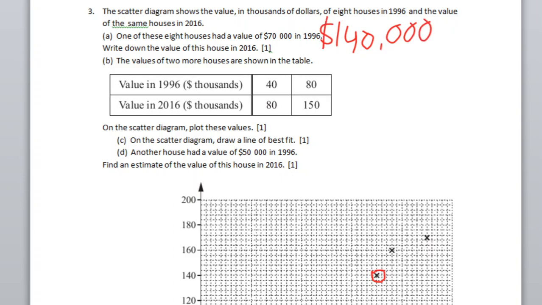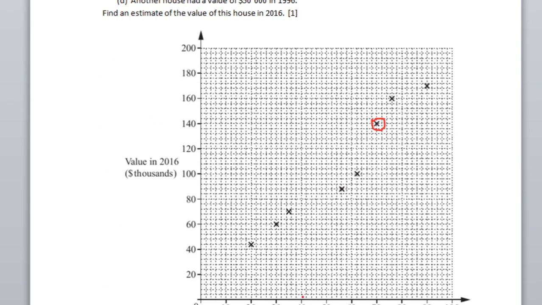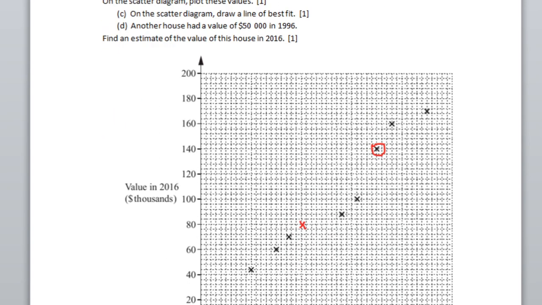Part B, the values of two more houses are shown in the table, 40, 80 and 80, 150. On the scatter diagram, plot these values. So first we need to plot 40, 80. So we have 40 right here and 80 right here. They will meet. This is 80 and this is 40, 80. So here, this is the first point.